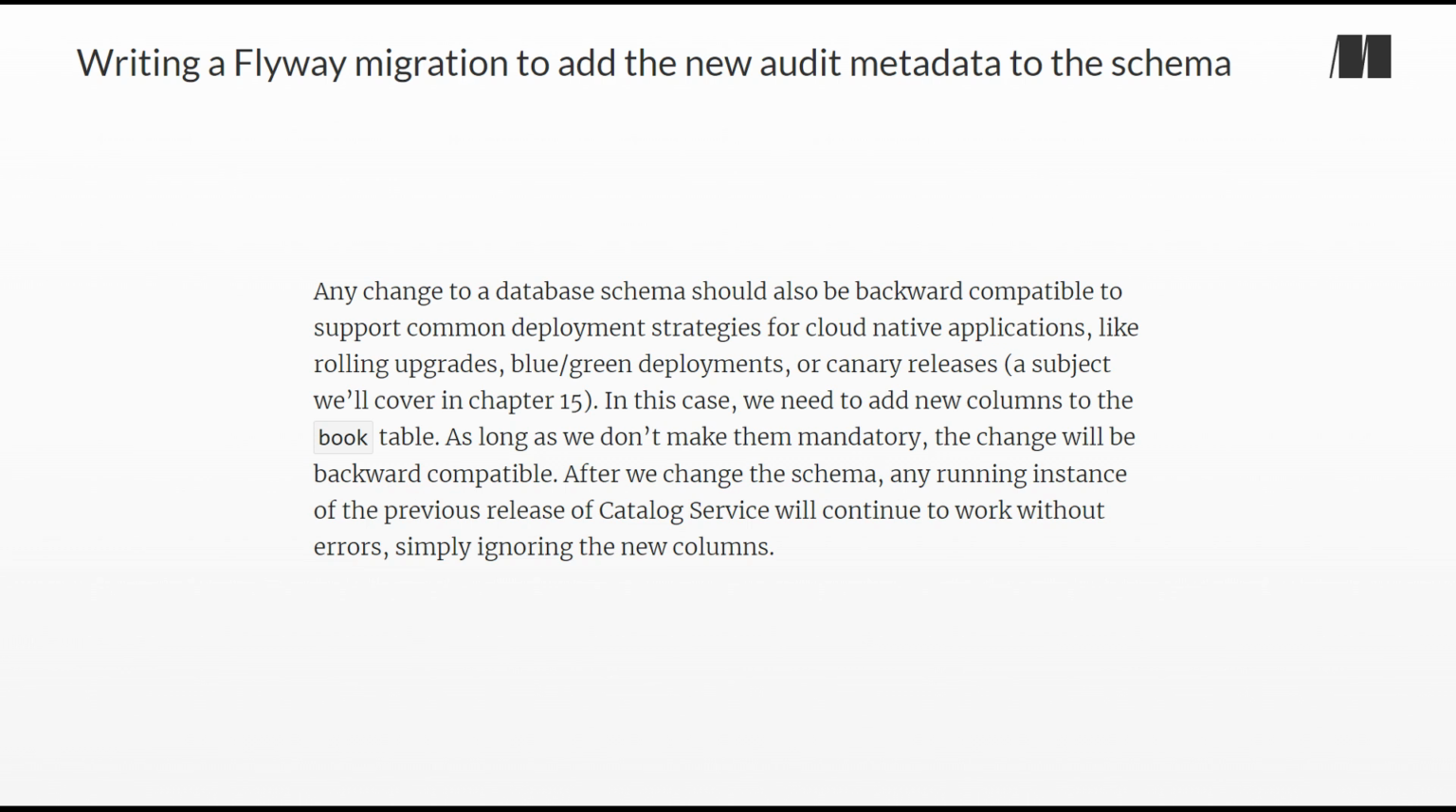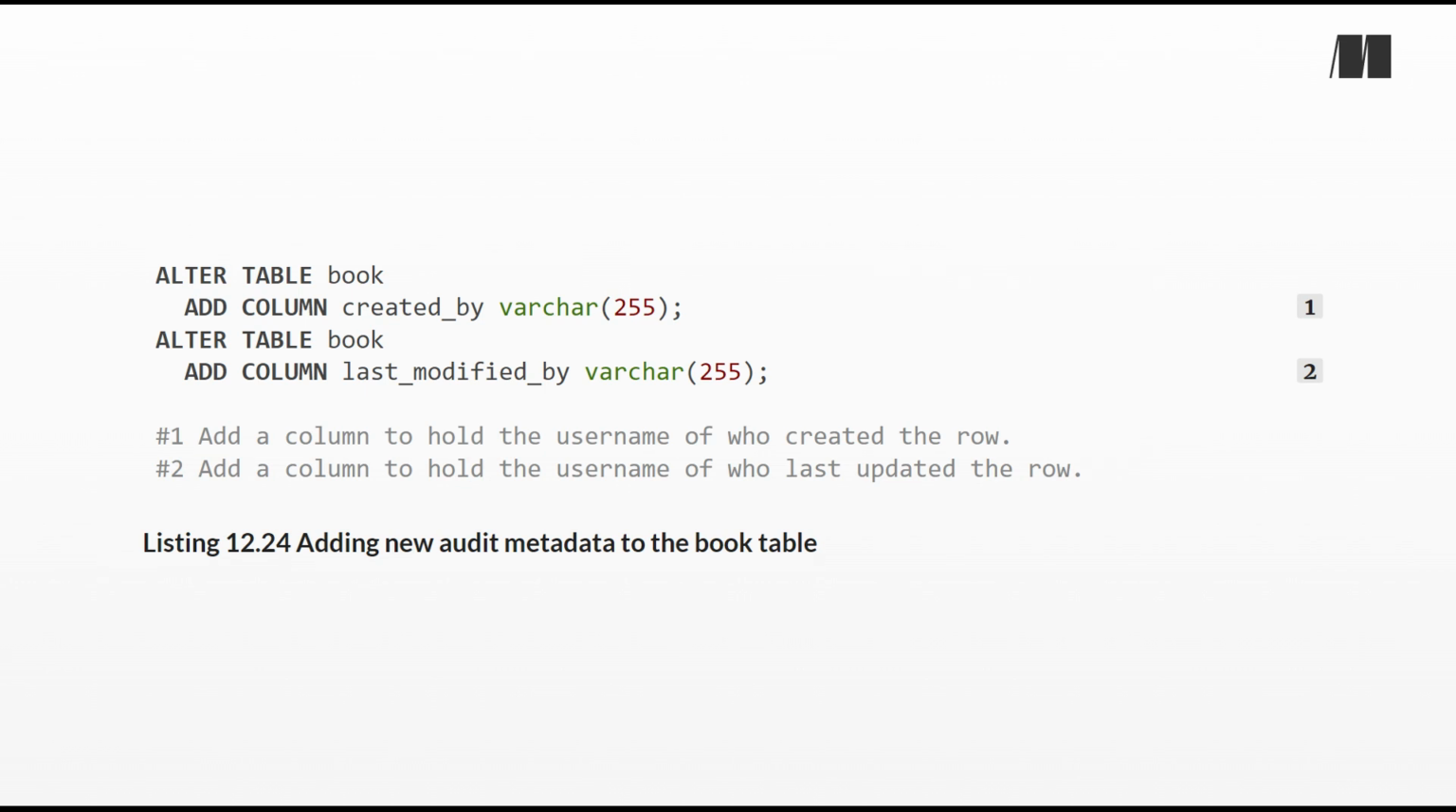As long as we don't make them mandatory, the change will be backward compatible. After we change the schema, any running instance of the previous release of Catalog Service will continue to work without errors, simply ignoring the new columns.